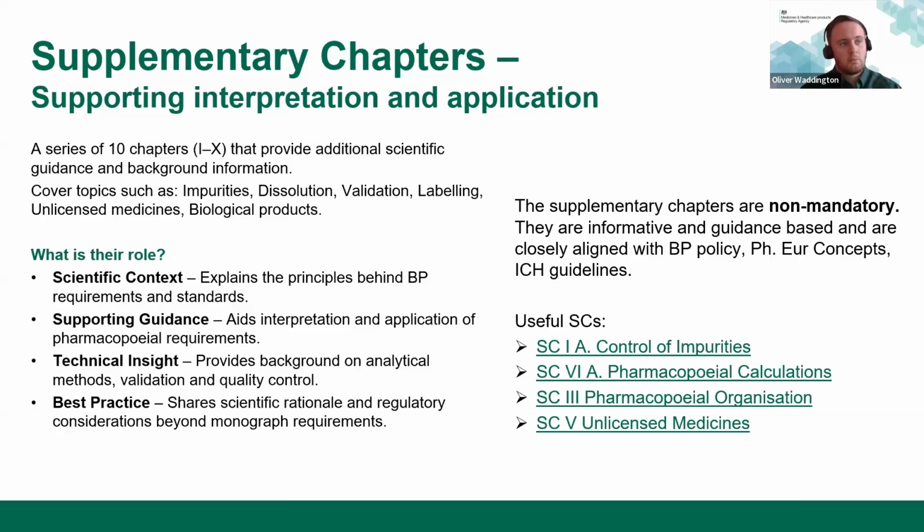So that finally brings us on to our supplementary chapters. And these are a series of 10 chapters that provide additional scientific guidance and background information for understanding some of the requirements within the Pharmacopoeia. They cover a wide range of topics such as impurities, dissolution, method validation, for example. And so they provide scientific rationale and explain the principles behind many of these BP requirements. They also aid in interpretation support and performing some of the calculations, as well as sharing some best practice guidance. So they often help you understand why methods are designed in a certain way, not just how to perform them.